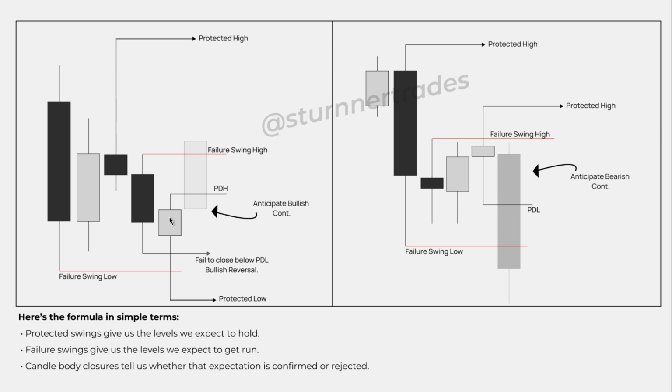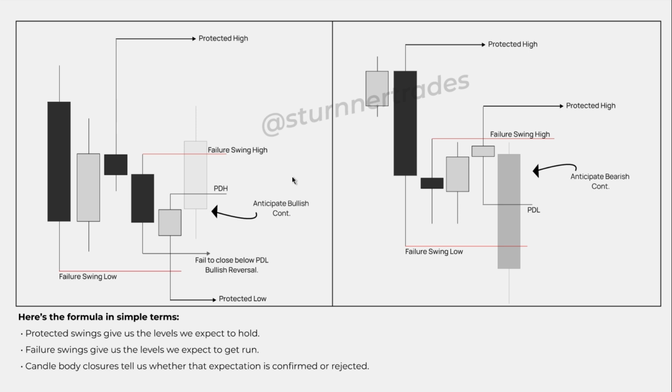So from here, we expect the next candle to continue higher, targeting the previous day's high and any nearby failure swing highs. And as you can see, the reversal candle left a failure swing relative to prior high.